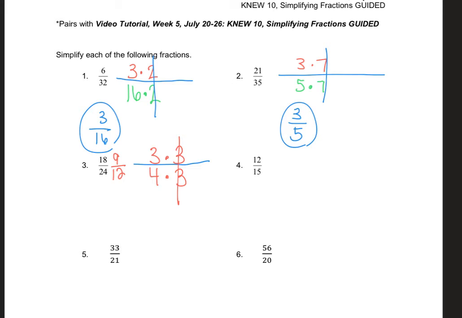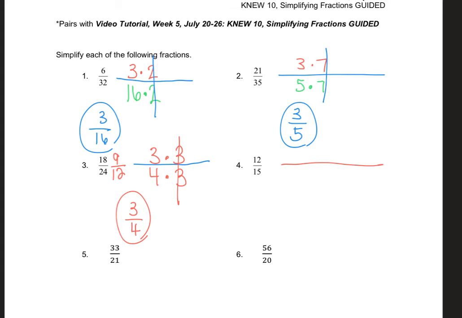I can only cancel out one of the 3's on top with one of the 3's on bottom. Just like with the exponents, when I was simplifying exponents, it was the same thing. Every 1 on top, I could cancel out 1 on the bottom. So I have 3 over 4 as my answer.